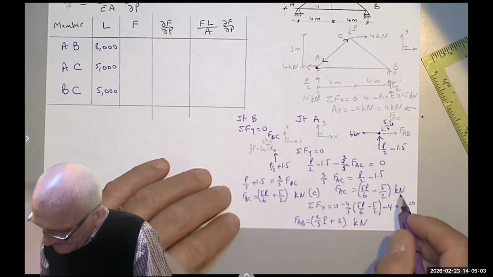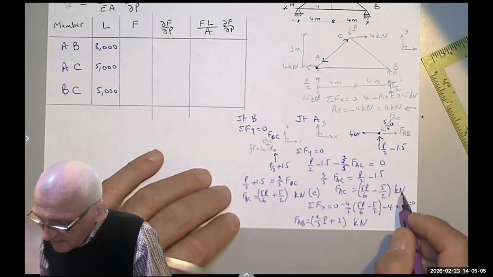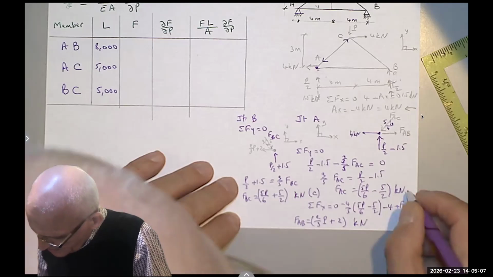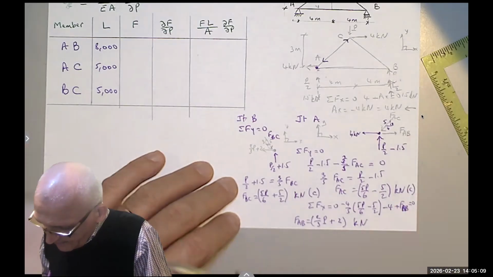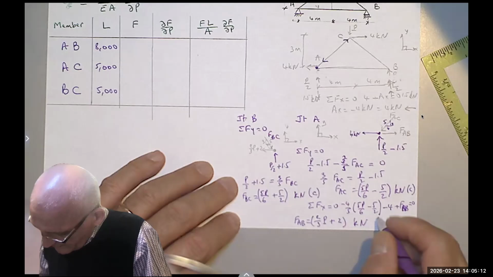Okay, this one, FAC, is also compression. And this one is tension. FAB is tension.